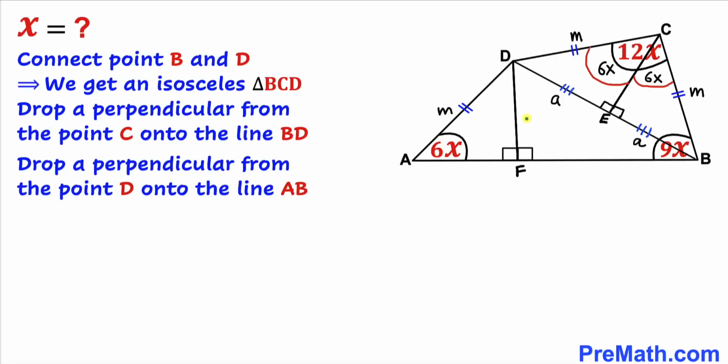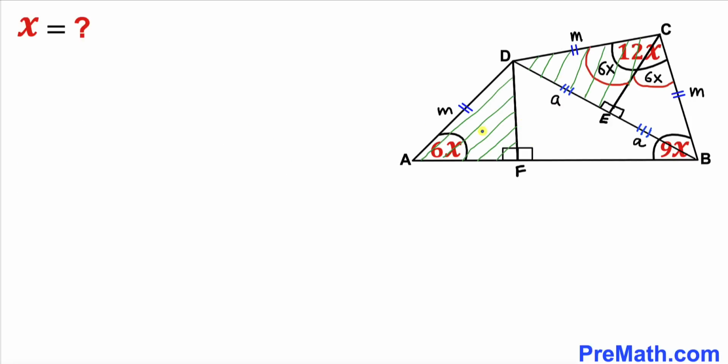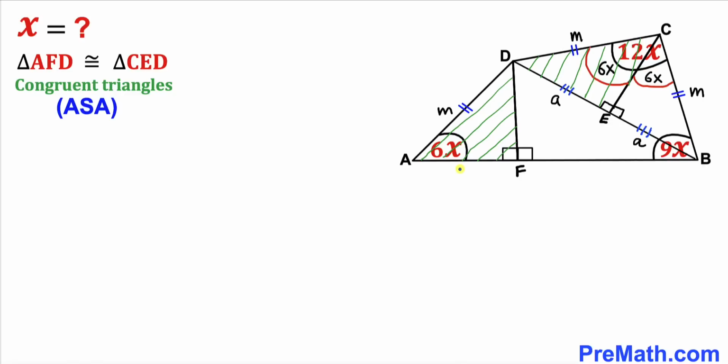And here's our next step. We have dropped this perpendicular from this point D onto this line AB, as you can see over here. And here's our next step. Let's focus on these two right triangles, AFD and DEC. Now we can see that these two right triangles are congruent according to the side angle congruency theorem.